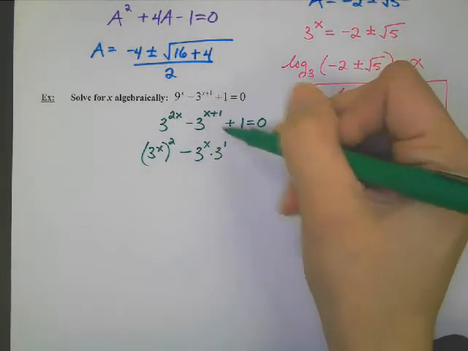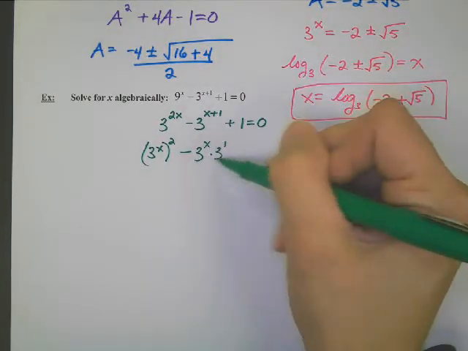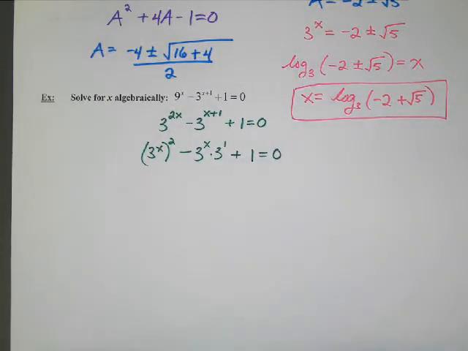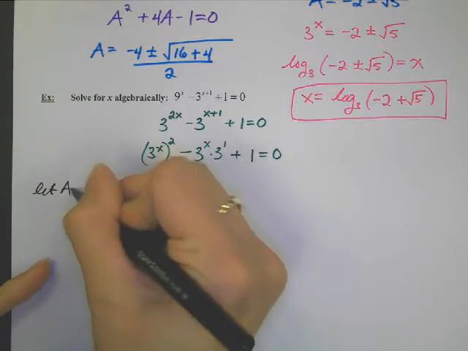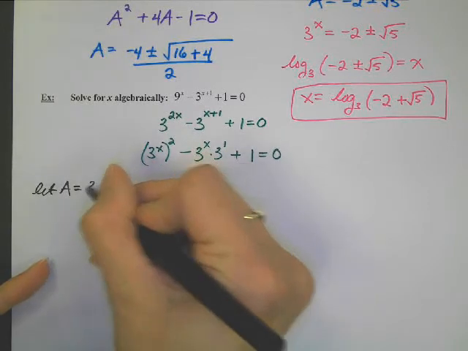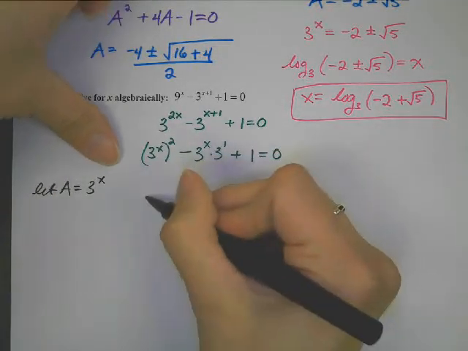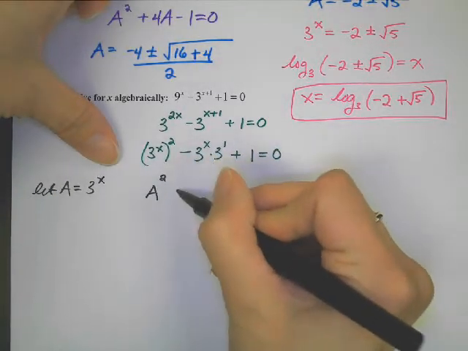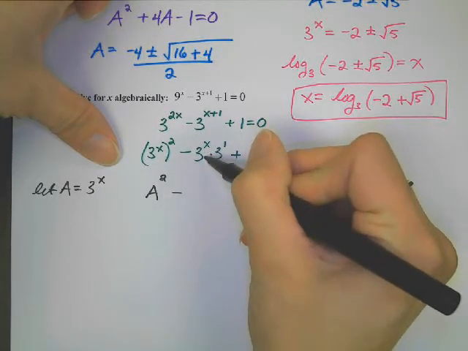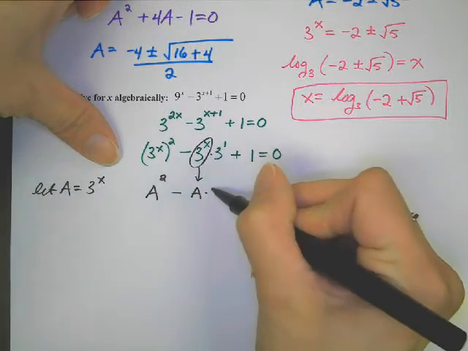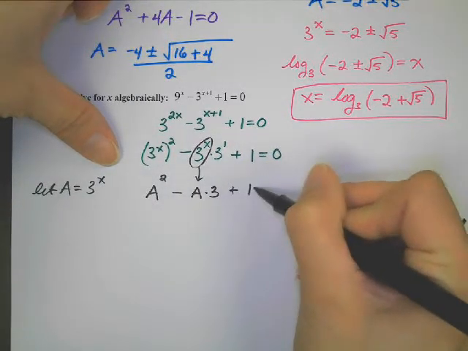Yeah, once you do this a couple times, you'll realize that you're going to split them up and give them each their own base. Plus 1 equals 0. Now, can you tell me what A is going to represent? Let A equal 3 to the power of x. Okay, let's rewrite our equation, but with A's. So this is going to be A squared minus this one right here. This right here is going to become an A times 3 plus 1.